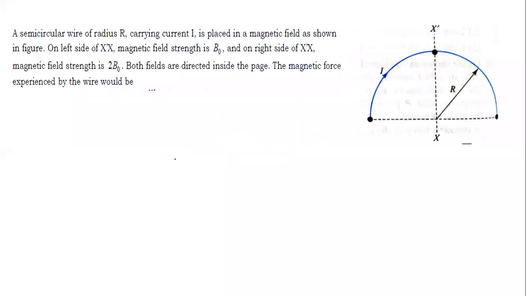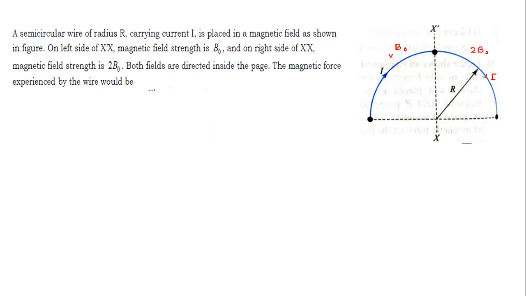Let's look at this question now. This question also had come in the test, and this is a slightly more challenging question. First, read the question carefully. A semicircular wire of radius r and current I. And this is current I. So this also is I here. Is placed in a magnetic field as shown in the figure. On the left hand side, this part has a magnetic field strength of B naught, and the right side has a magnetic field strength of 2B naught. Both fields are directed inside the page.